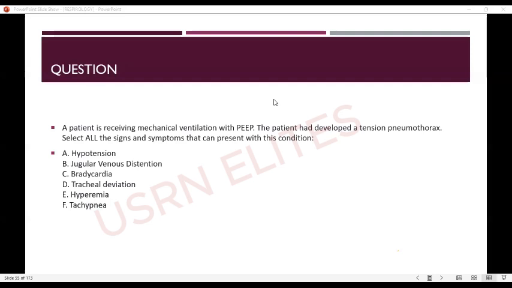It can lead to pneumothorax, because once the lung ruptures, air will leak into the pleural space. The pleural space is just the space between the lungs and the chest cavity. Are you getting the point? So the patient has developed a tension pneumothorax due to the PEEP, right? Select all the signs and symptoms that can present with this condition. Which of these signs is consistent with tension pneumothorax? Yes, let's answer it.